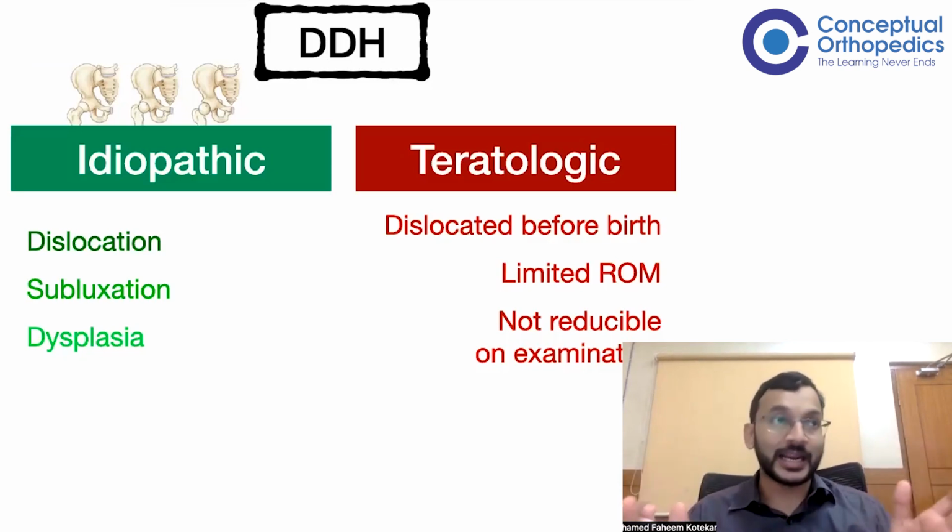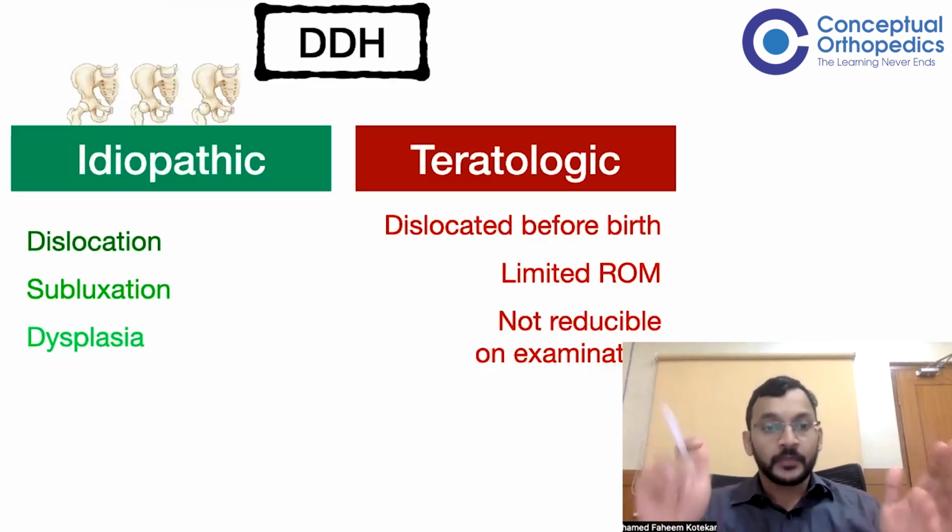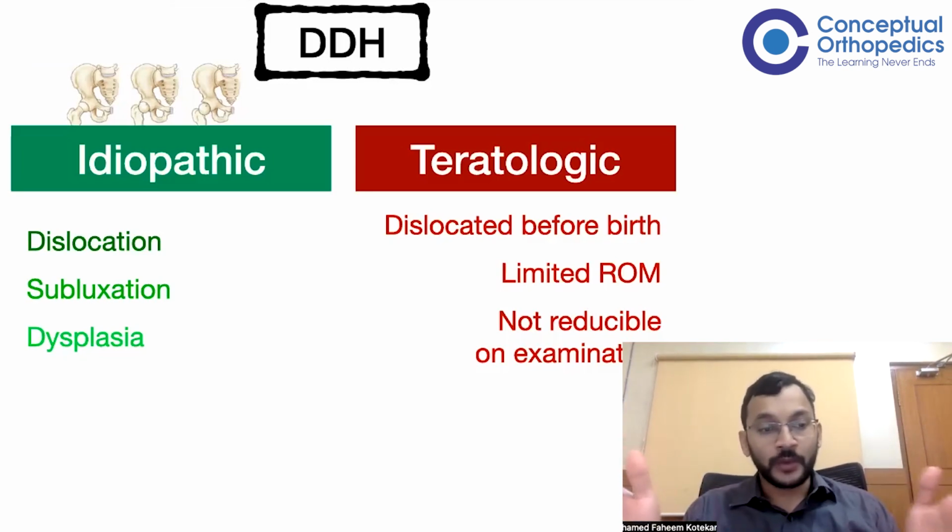So if you see a child with DDH, and this is the first time you're examining, then of course all of you know about the Ortolani and Barlow signs. If you are not able to elicit both the Ortolani and Barlow, then one of the things you are supposed to keep in mind is a teratologic hip, especially in cases where the range of motion of not just the hip, but also the knee and ankle are reduced.